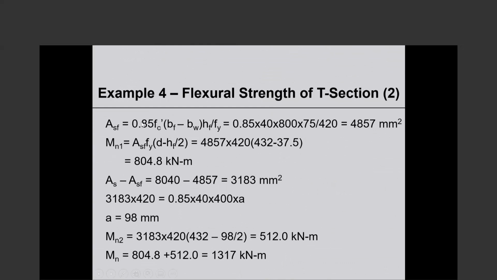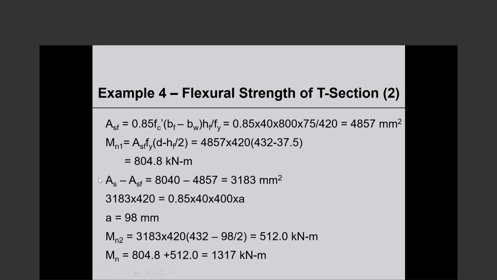That is the A sub SF that we calculated, 4857 times the yield strength, times D minus H sub F over 2. So 4857, 420 is F sub Y, D is 432, H sub F over 2 is 37.5. All of that gives us 804.8 kilonewton meters. This is contributed by the overhanging flanges, if you like.